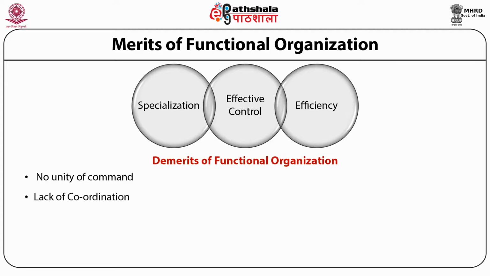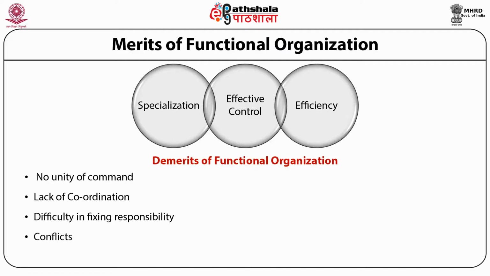Second is lack of coordination. Disciplinary control becomes weak as the worker is commanded not by one person but a large number of people. Thus, there is no unity of command and hence no coordination could be achieved. Third is difficulty in fixing responsibility. Because of lack of unity of command, it gets difficult to fix responsibility of the workers and hence they can easily shirk away from their work.